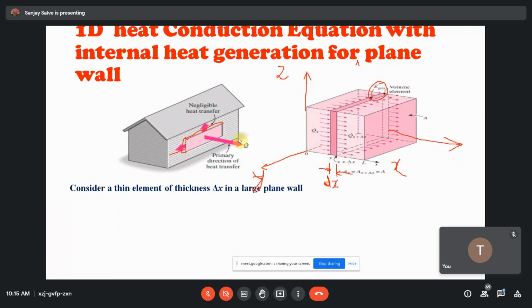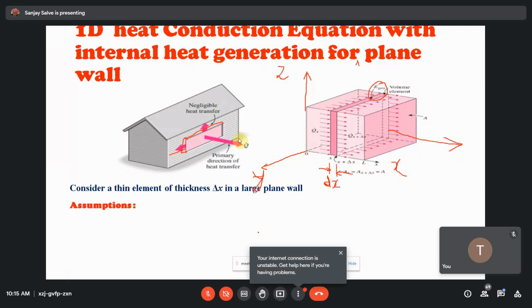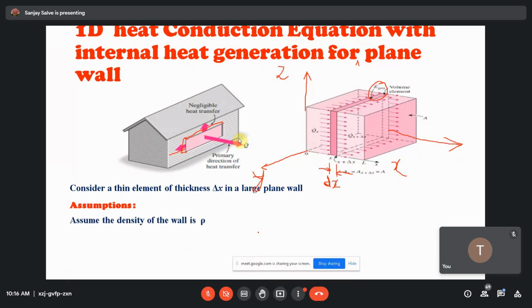Okay, dx, right? So consider a thin element of thickness delta x in a plane wall, and after that you have to make some assumptions. What are the assumptions? The density of the wall is rho, and that is constant. Then the specific heat of this wall is C, and the area of the wall normal to the direction of heat transfer is A.